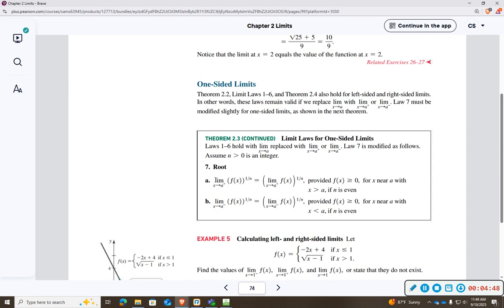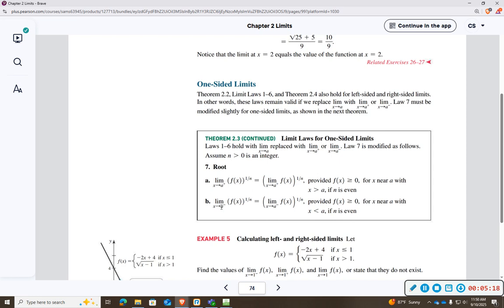So the limit of f of x raised to the 1 over n power, so some root, as x gets close to a from the right, so we're coming from the right going to the left, is equal to, again, this limit, provided that our argument is greater than or equal to 0 for all x near a, with x being greater than a if n is even. So this has to be an even integer. Got to remember that. This doesn't work for like a 1/3, 1/5 power.